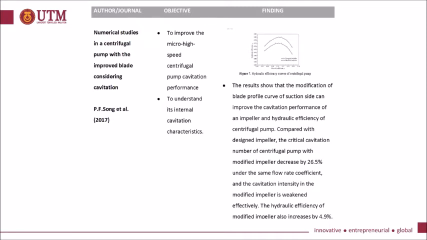The objective of the study is to improve the micro-high-speed centrifugal pump cavitation performance and to understand its internal cavitation characteristic. The result shows that the modification of blade profile curve of suction side can improve the cavitation performance of an impeller and hydraulic efficiency of centrifugal pump. Compared with design impeller, the critical cavitation number of centrifugal pump with modified impeller decreased by 26.5% under the same flow rate coefficient, and thus cavitation intensity in the modified impeller is weakened effectively.